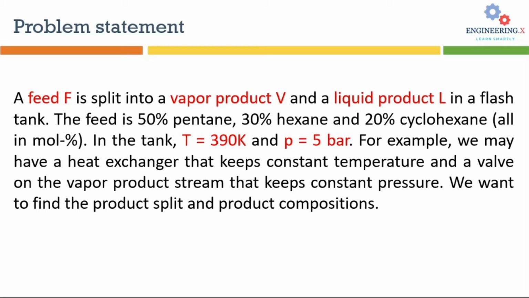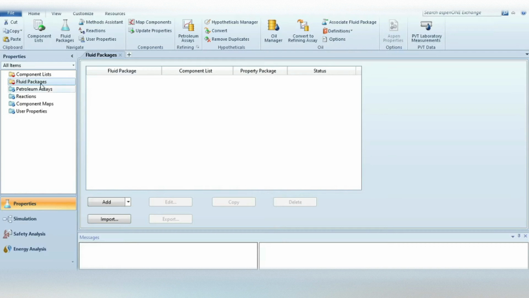So, for example, we may have a heat exchanger that keeps the constant temperature and a valve on the vapor product stream that keeps the constant pressure. We want to find the product split and product composition. So let's move to HYSYS to solve this problem. Well, now we are in the HYSYS environment.